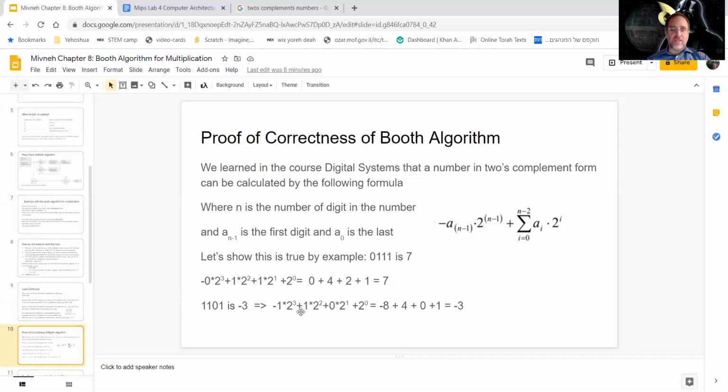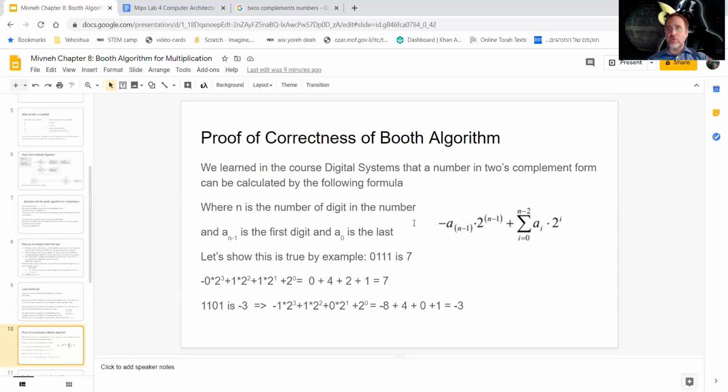Then we're going to say plus. Again, there's a 1. So 1 times 2 squared. 2 squared is 4, so we're going to have 4 here. Plus 0 times 2 to the first, well, it doesn't matter, it'll be just 0. So plus 0. And then the last one is a 1, so it'll be 2 to the 0th times 1, which is 1. So we get -8 plus 4, which will be -4, plus 1 will be -3.